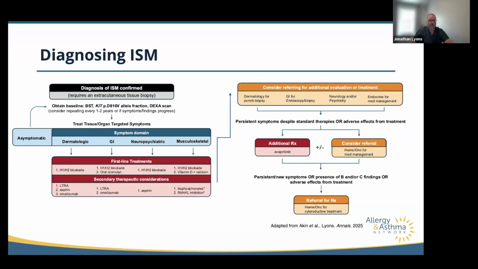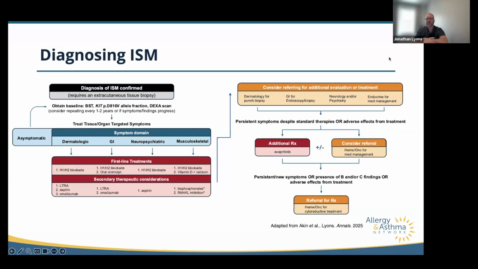And then from there, we move into second-line therapies. And you can see that leukotriene receptor antagonists are often recommended within the dermatologic and GI domains. In selected individuals, aspirin can be used, because it can block the generation of some of those lipid mediators that we discussed. And then certainly for skin, GI, and systemic anaphylaxis, omalizumab is in that next category. Use of bisphosphonates or RANK ligand inhibitors or other advanced drugs, we usually seek out support from our endo colleagues to do those things. And that's really the next step, right?